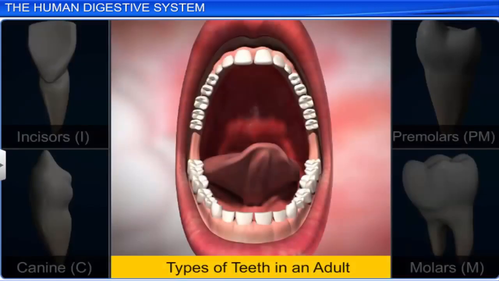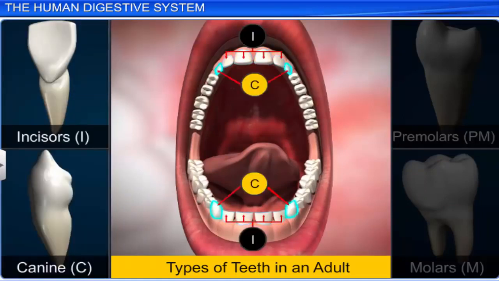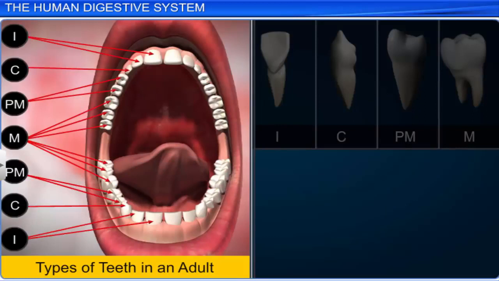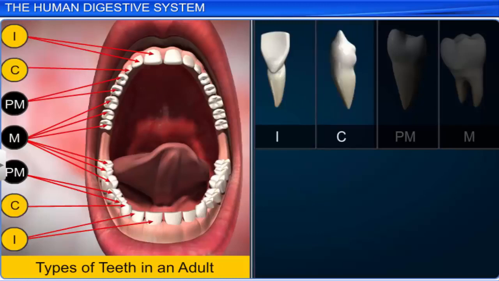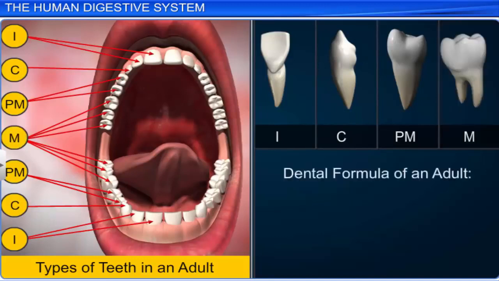The permanent teeth in adults are of four types. Incisors represented by I, canines represented by C, premolars and molars represented by PM and M respectively. The arrangement of teeth in the upper and lower half of the jaw, in the I, C, PM, and M order, is expressed using the dental formula 2123 upon 2123.